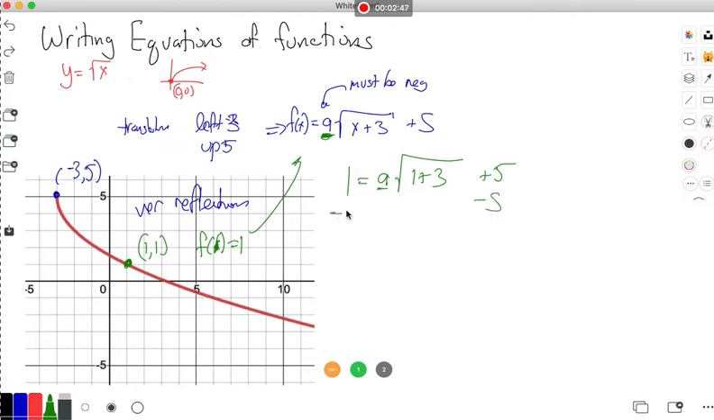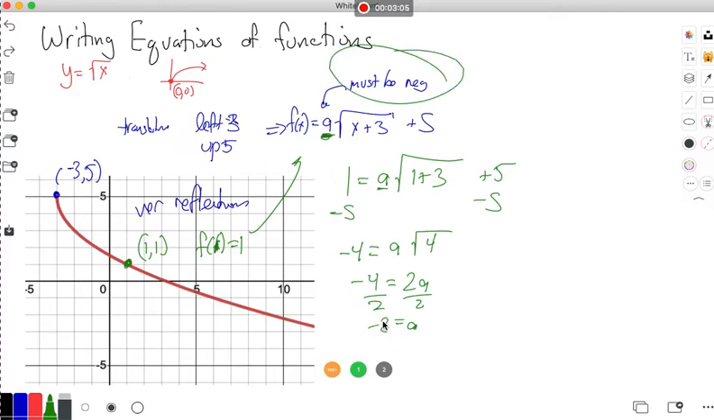This is an equation I can solve for A. So I'll subtract 5 from both sides. I get -4 equals A times the square root of 1 plus 3, which is 4. So -4 equals 2A. So A equals -2. And I said A must be negative, and A is negative. That kind of comes out in the wash. So now I know my equation is going to be f of x equals -2 times the square root of x plus 3, plus 5.